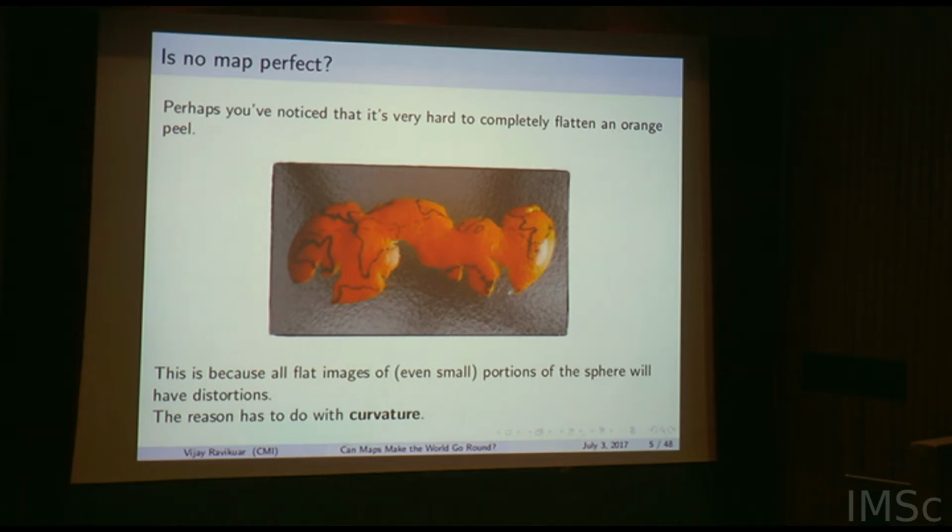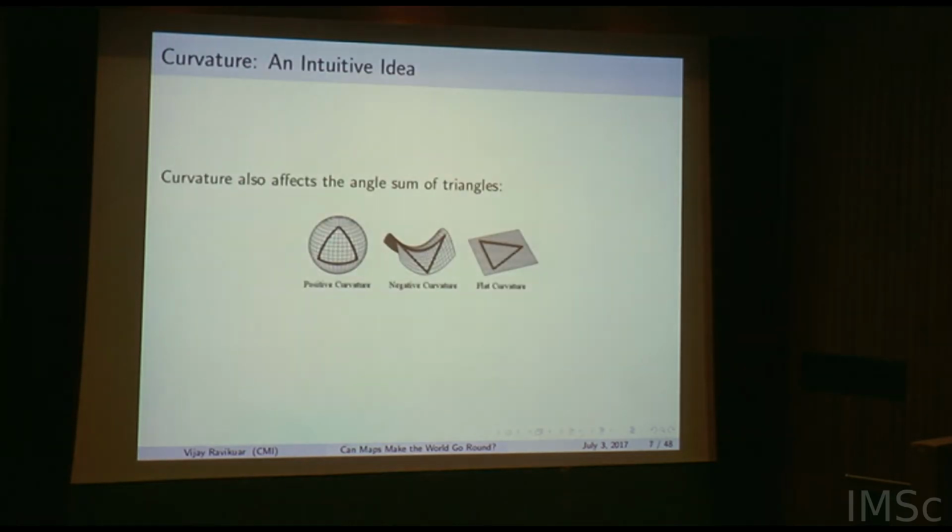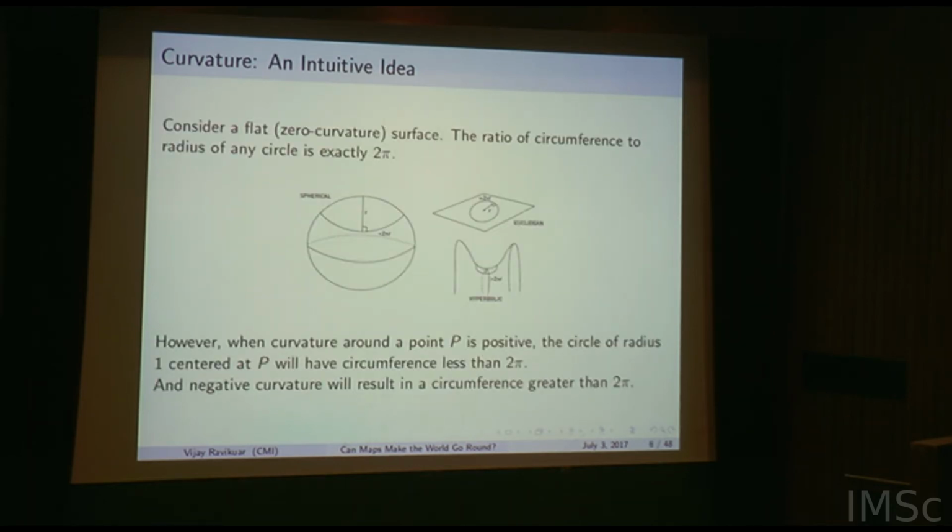So I want to spend a little bit of time discussing what I mean by curvature, what this concept of curvature actually is. We're used to doing geometry on the plane. And when you draw a circle on the plane with radius 1, what would you expect the circumference of that circle to be? A circle of radius 1, the unit circle, what is the circumference of that? 2 pi. That's what we're used to seeing in the plane.